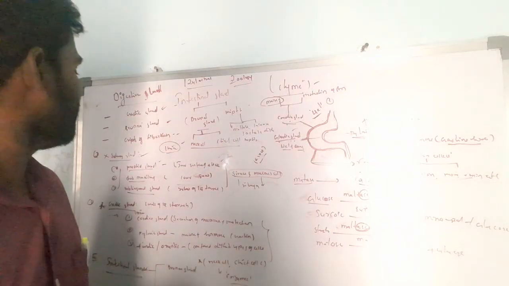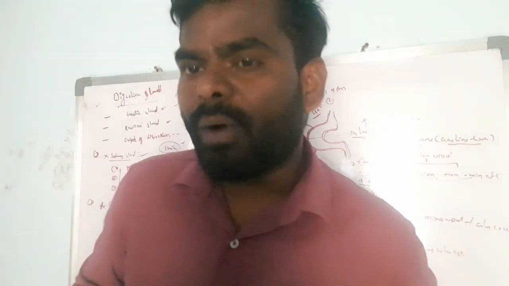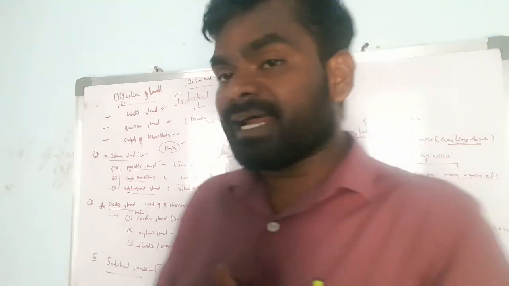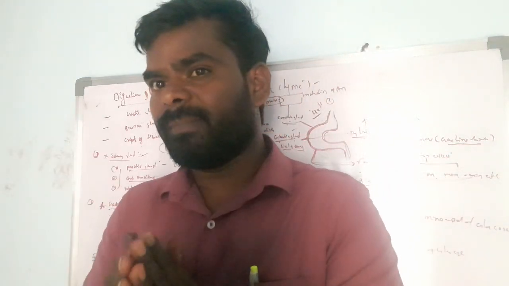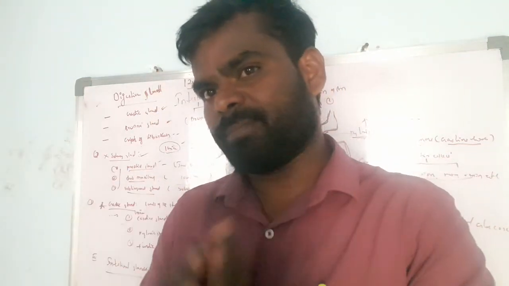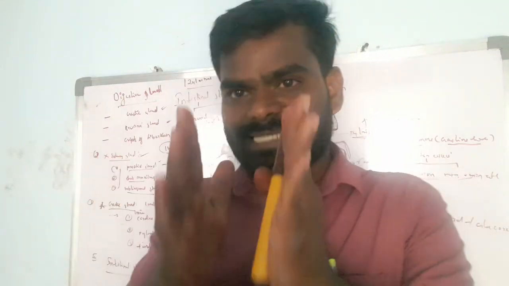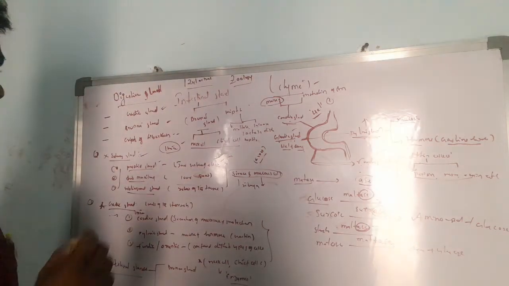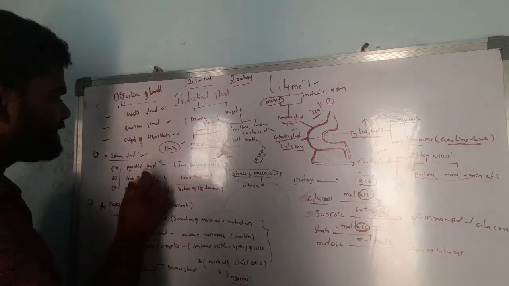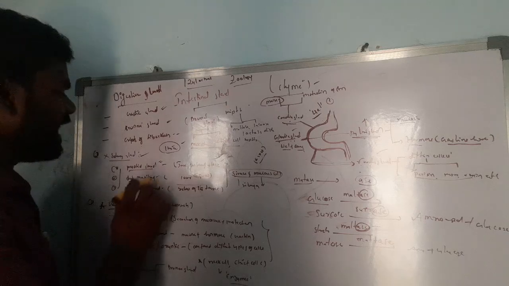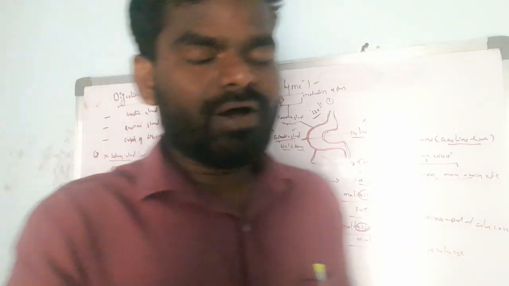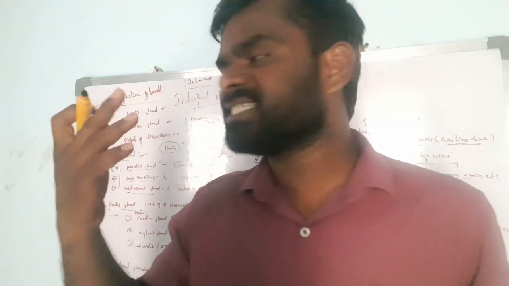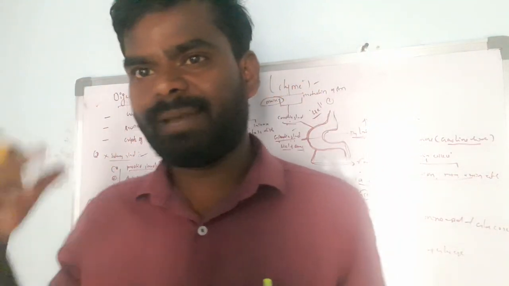First of all, salivary glands. What is the importance of salivary glands? Salivary glands are found in the mouth and produce saliva. Basically, salivary glands are divided into three types: parotid glands, submaxillary glands, and sublingual glands. Saliva includes enzymes, and these enzymes help the digestion process of the alimentary canal.